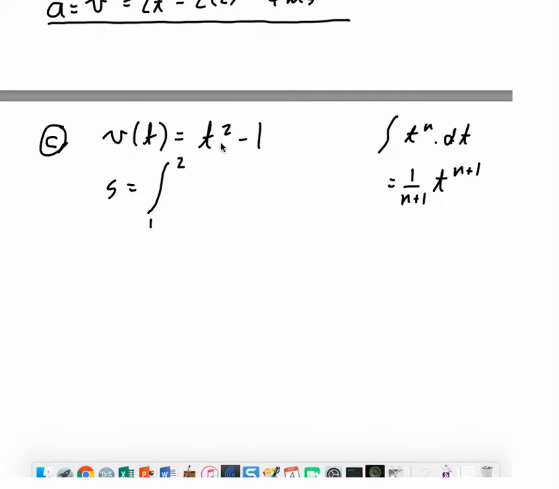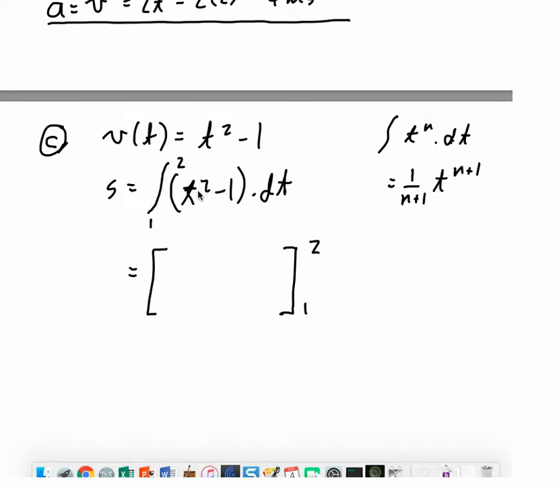So in this case, we've got the integral there of t squared minus 1. That's the overall expression. With respect to t, that's just telling us what we're integrating with. We're not integrating with respect to s or v or anything else. So in this case, with the 1 over n plus 1 times t to the n plus 1, we're going to evaluate it between 1 and 2, as we already said.